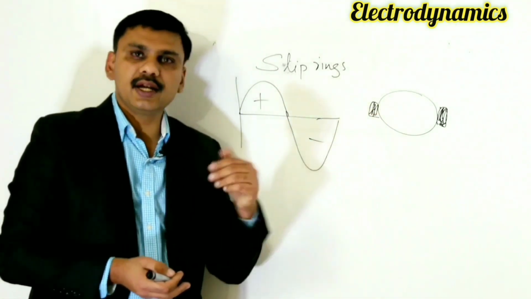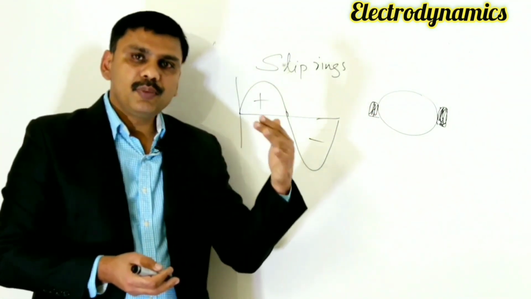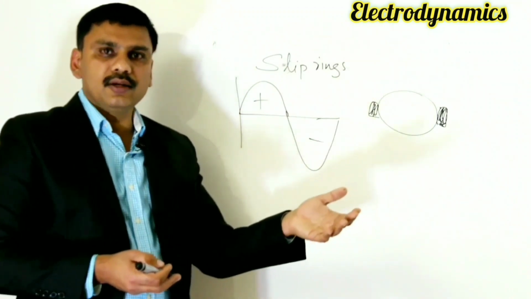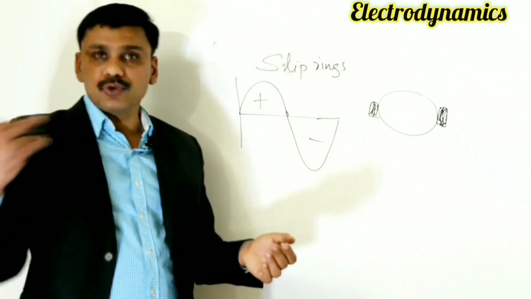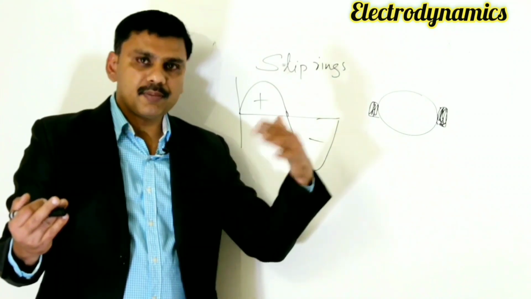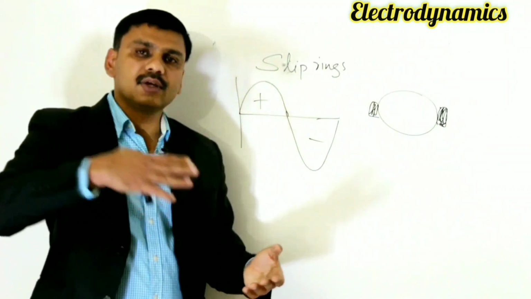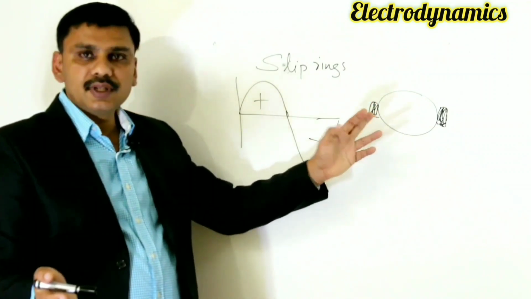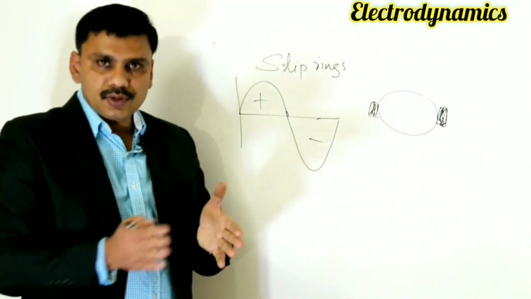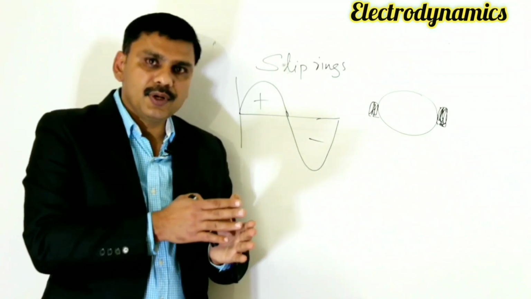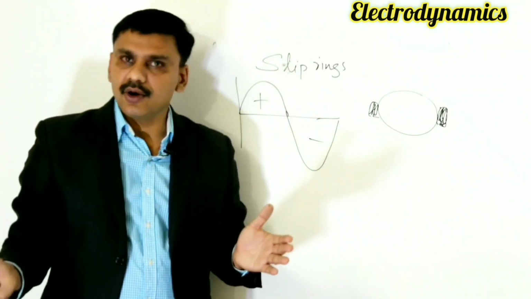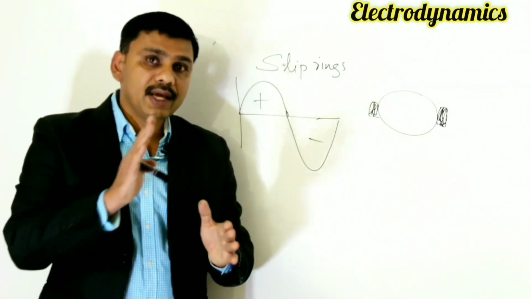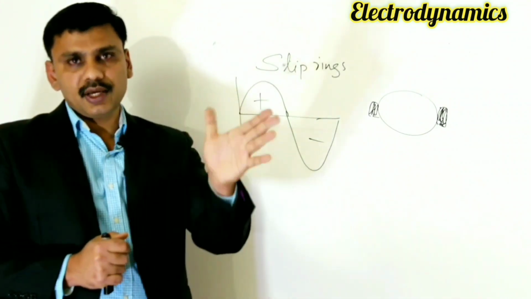So what is the advantage of that? The current or power produced in the coil you can always take outside, because the slip rings are always in contact with the carbon brushes. There will be no breaking of the circuit.